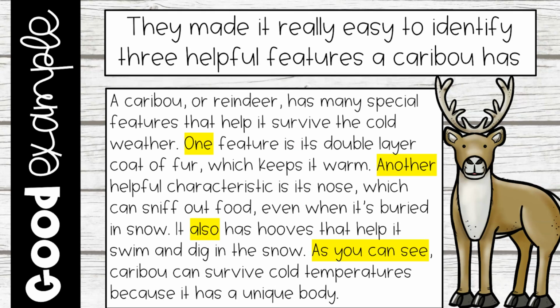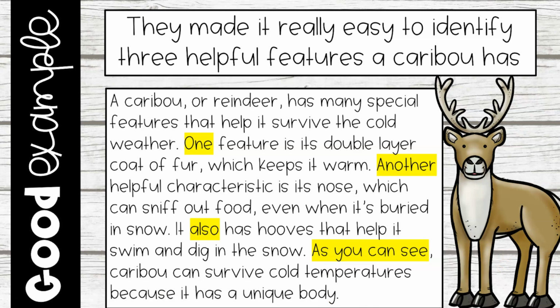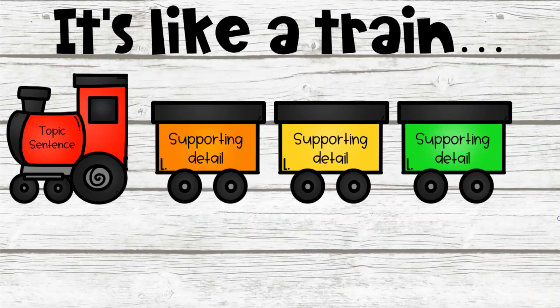Here they are. We use the transition words one, another, also, and the phrase "as you can see." They also really helped us to identify our three supporting details, which are the helpful features that a caribou has. It's kind of like a train.